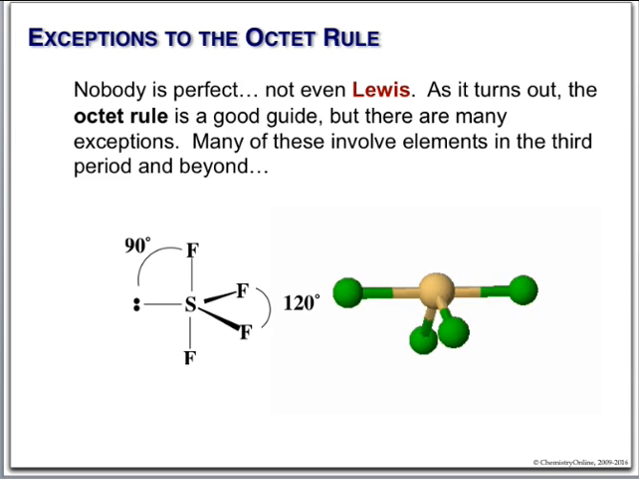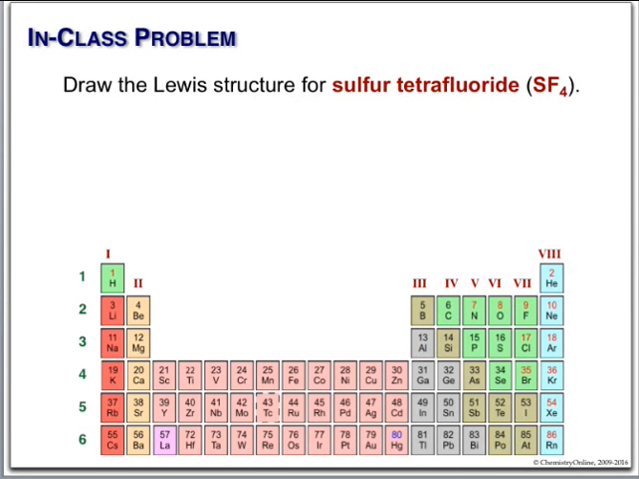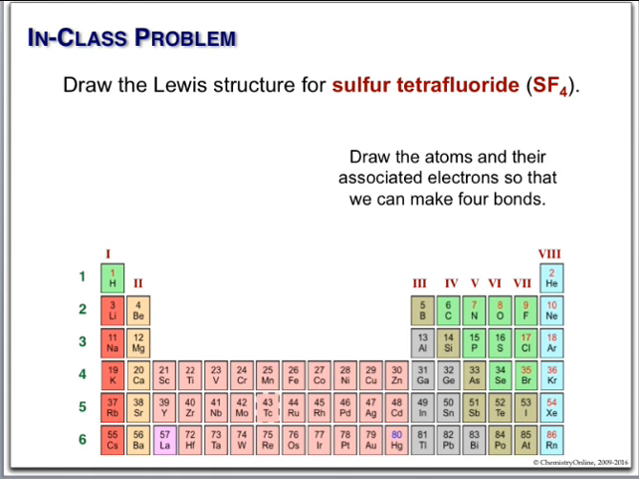But let's see how in the world we make something that violates Lewis's rule. Again, let's build it step by step using our Lewis structure. First of all, we have to find sulfur. Sulfur is here in group 6, so it has 6 valence electrons. Fluorine is here in group 7, so it will have 7 valence electrons. Let's start off by putting our sulfur in the middle and 4 fluorines around it.